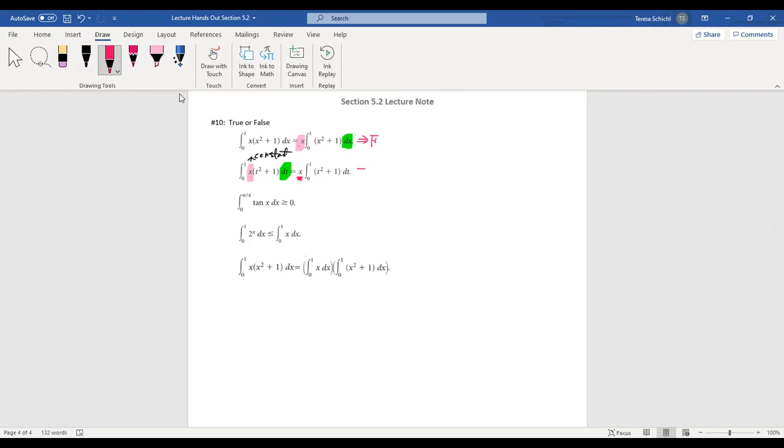So this is true or false? This is true because I'm integrating with respect to t. And if you're integrating with respect to t, then the x is a constant. All right. So now let's take a look.